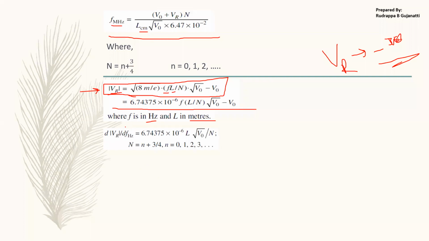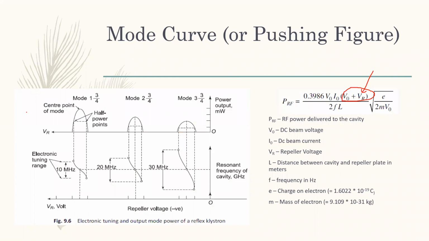Now another equation which is important is dVr by dF, that is, delta VR by delta F. This delta F is nothing but the bandwidth. Delta F is nothing but bandwidth. If you observe here, if this is F1 and this is F2, the difference between F1 and F2 will give you delta F. Sometimes it is denoted by DF.